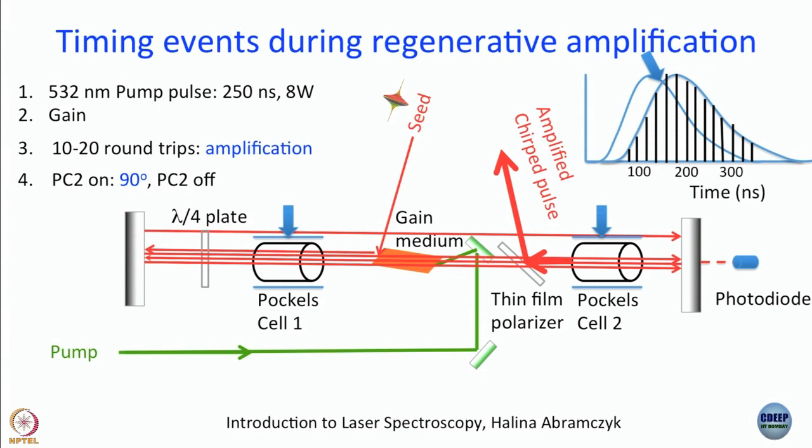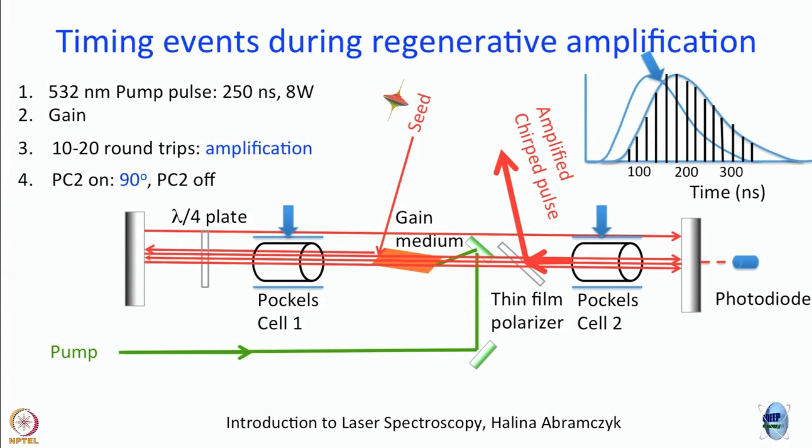is in a cavity and then the seed is switched into the cavity by using a lambda by 4 plate. It is kept in the cavity by a combination of the same lambda by 4 plate and a Pockel cell. And then after the required number of round trips, it is switched out of the cavity by the second Pockel cell. So, this is a design of a regenerative amplifier where we have two Pockel cells.